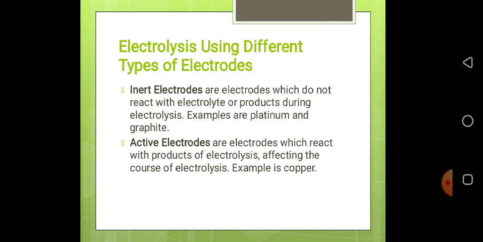So let us see in the electrolysis. Inert electrodes are electrodes that do not react with electrolyte or product during the electrolysis. Examples are platinum and graphite. So platinum and graphite are also inert.